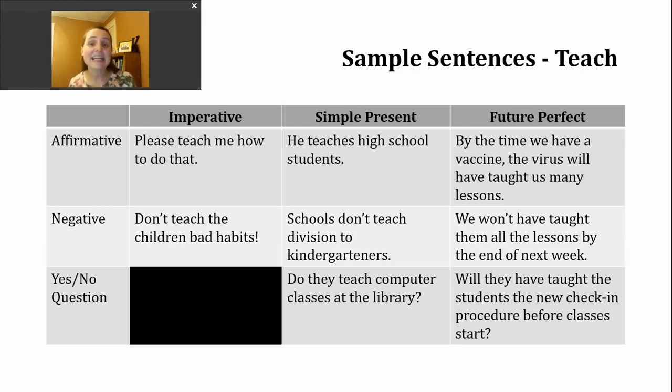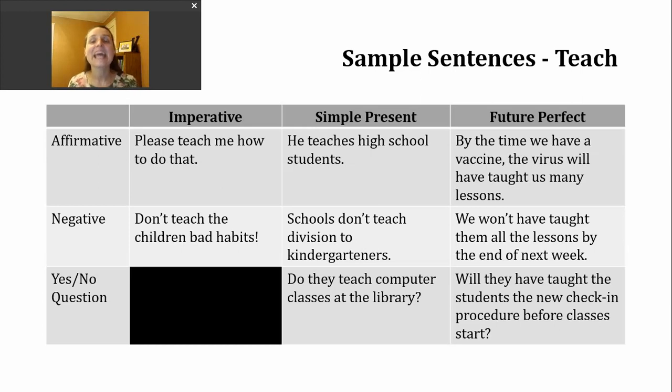If I want to make a negative sentence in the imperative, I can start with do not, or the contraction don't, and then the base verb. And just like the affirmative, we could start the sentence with please as well to soften it. But I didn't include that here just to show you different ways that we speak and write. So let's take a look at an example of a negative imperative sentence. Don't teach the children bad habits. Right? So this might be one spouse talking to the other, or perhaps other adults in the room.